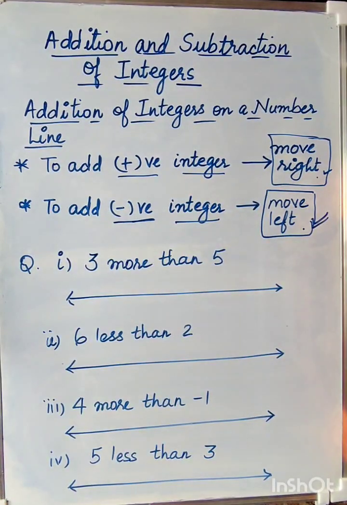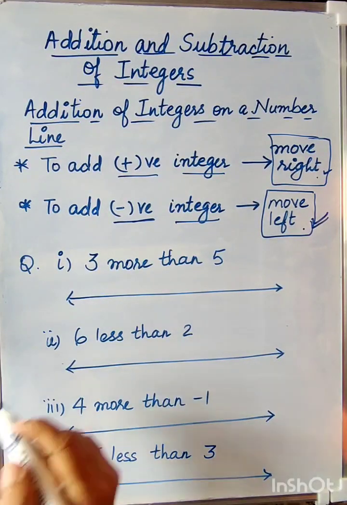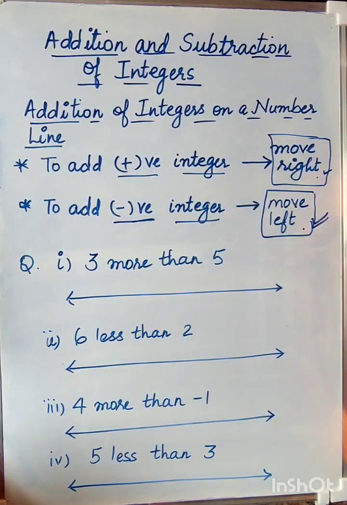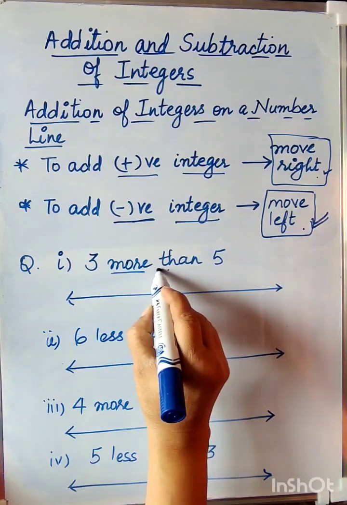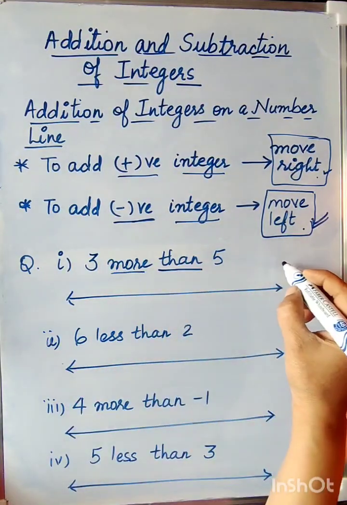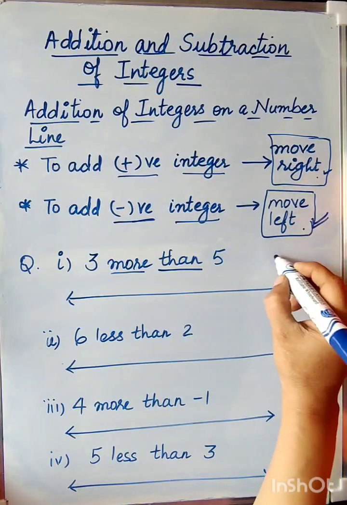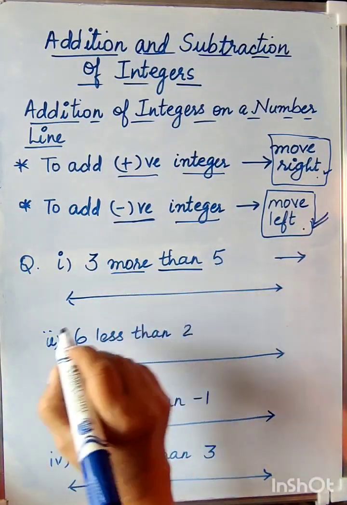So here in our next question we have to show on the number line the integer which is 3 more than 5. More than, that means we are going to move to the right side. So 3 more than 5.